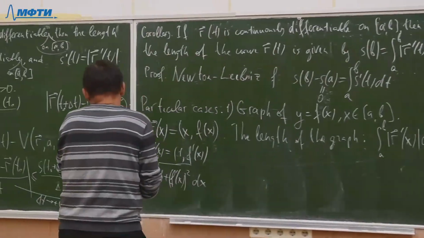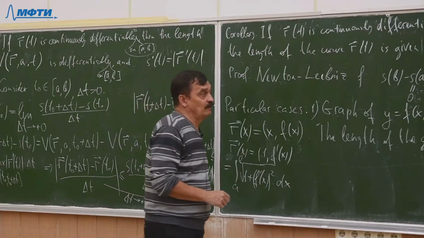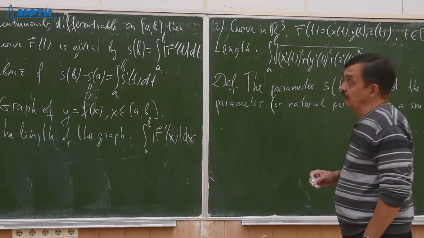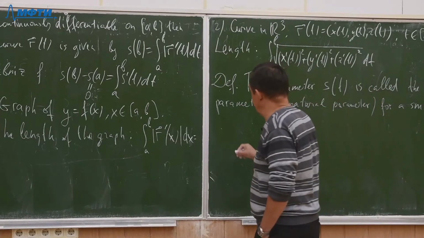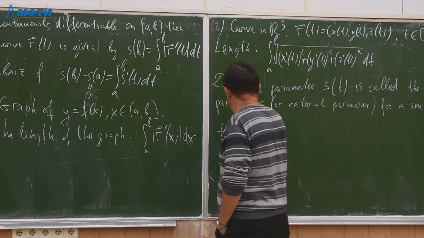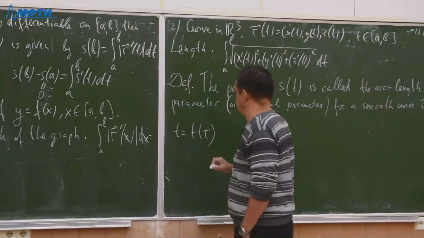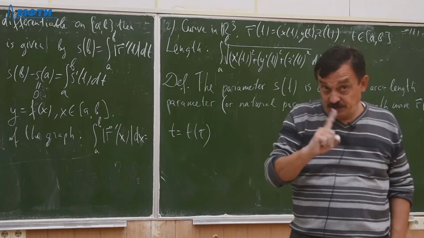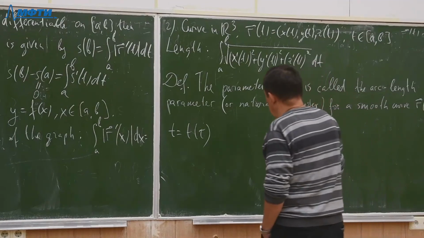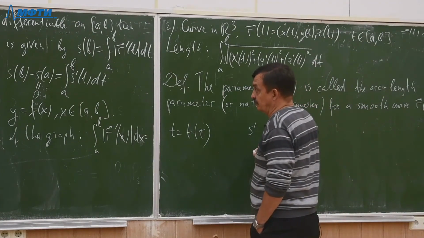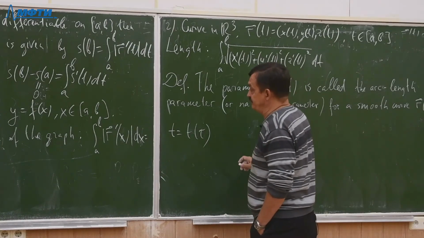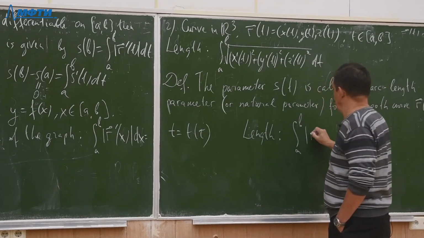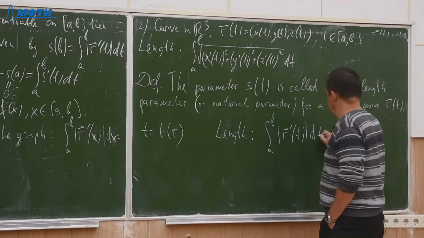Because, look, for a smooth curve, what happens with s prime? Suppose t is a function of another parameter tau. So you make a change of parameter for the same curve, right? Then the total length of the curve is given by the integral from a to b of the modulus of r prime of t dt, right?